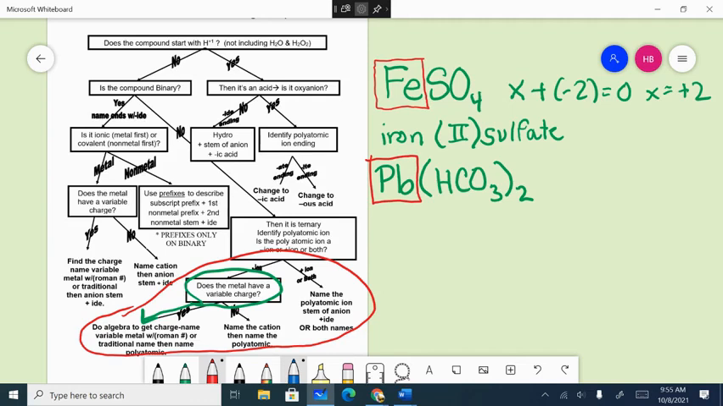So we know that our cation is lead. We don't know what the charge is on it yet. What is the name of the polyatomic ion in parentheses? Bicarbonate. So we need to figure out, what's the charge on bicarbonate? -1. So can you guys tell right away, what is the charge on lead? It is +2. So this is lead(II) bicarbonate.